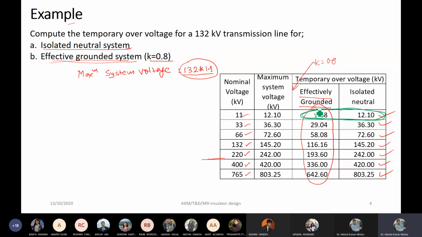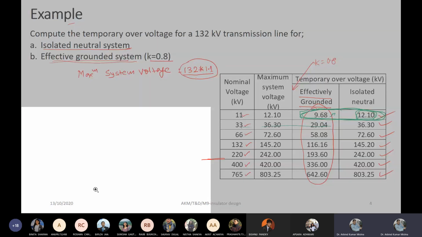Because it depends on either an effectively grounded system or an isolated grounded system. In some countries where they prefer an isolated neutral system, the lightning arrestor rating at 11 kV is around 12 kV. But in our country, Nepal, we use a 10 kV lightning arrestor at 11 kV, 30 kV at 33 kV, and so on. So, what does the rating of the lightning arrestor mean?